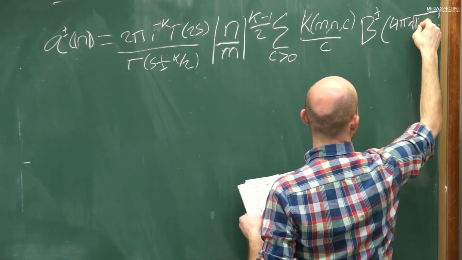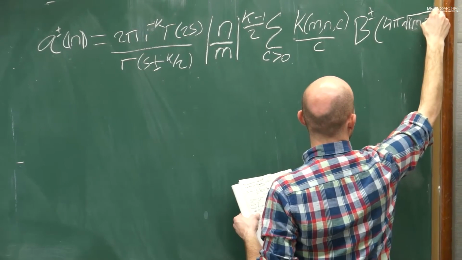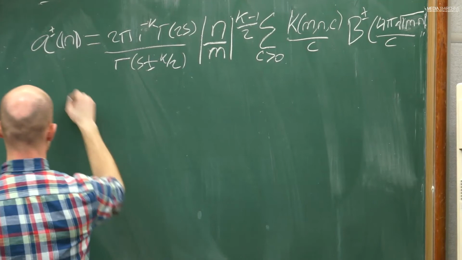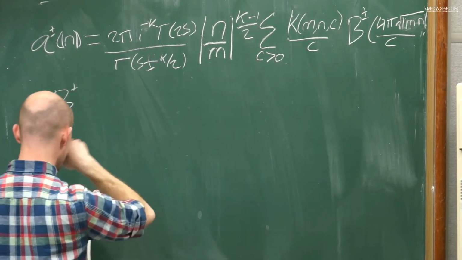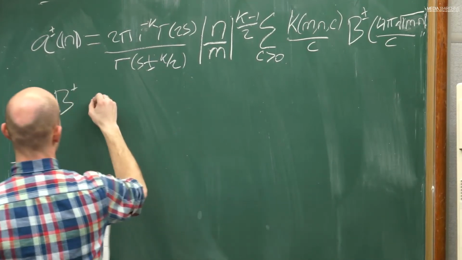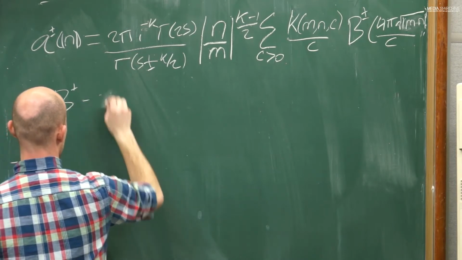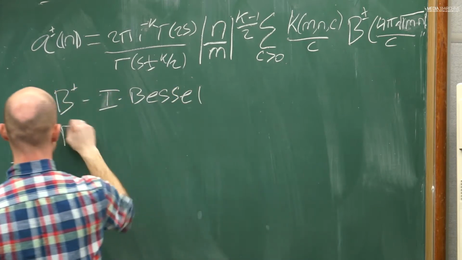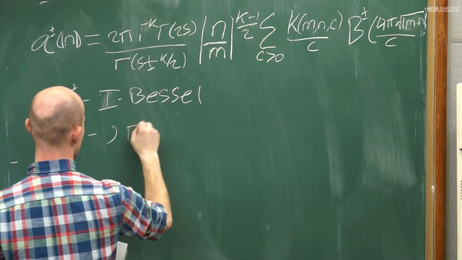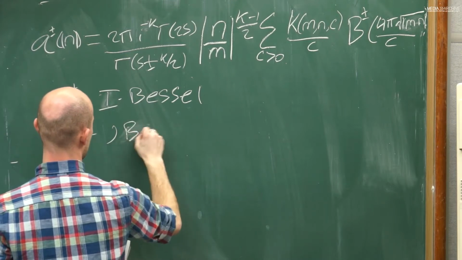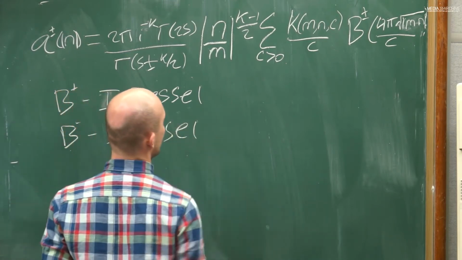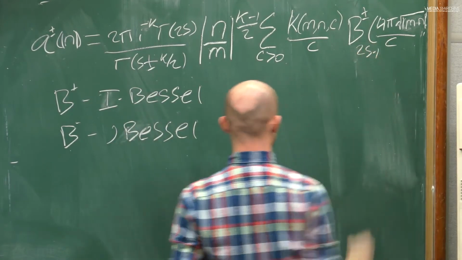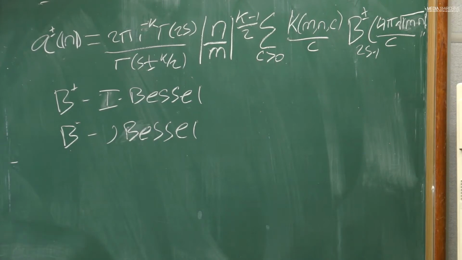Sorry, that's very hard to read. Over c. And then the Bessel function that I'm looking at, B plus, is the I Bessel function. B minus will be the J Bessel function. The index here is 2s minus 1. Great. Okay.